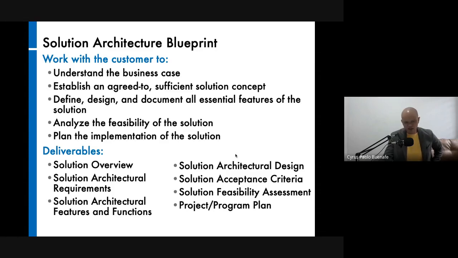You define, design, and document all the essential features of the solution. You analyze the feasibility of the solution and plan the implementation of the solution. Okay, so typically, your blueprint would be composed of these specific items: your overview, your architectural requirements, features and functions, the design, the acceptance criteria, feasibility assessment, and then your project plan or program plan, depending on the scope of your solution.